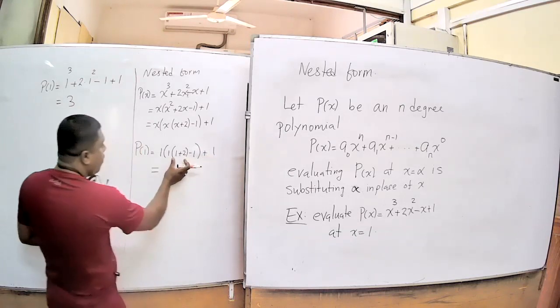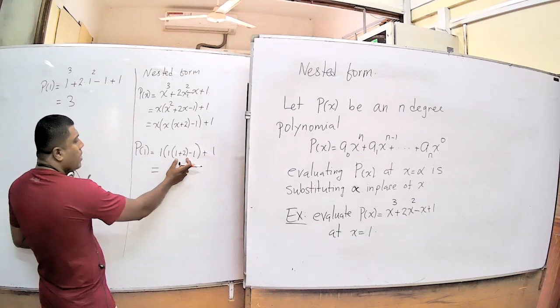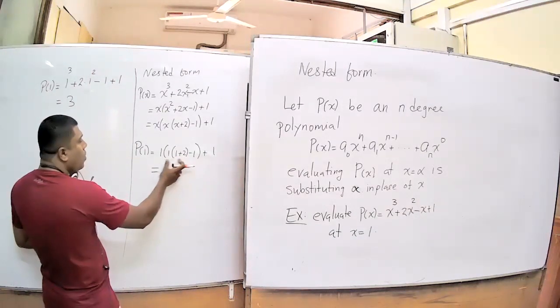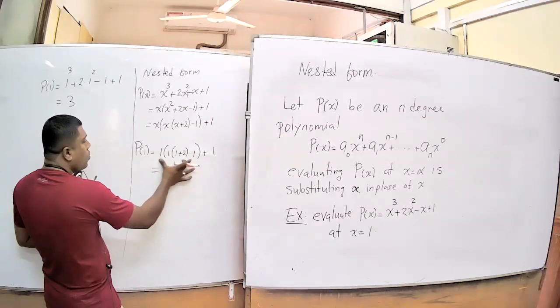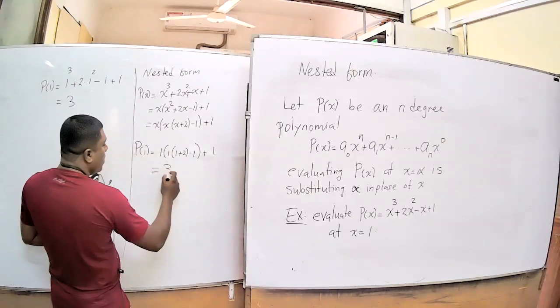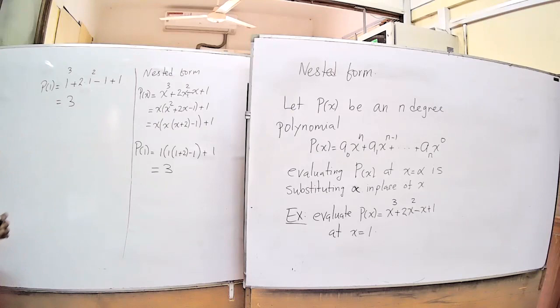So I have to start from within the small bracket. So 3 minus 1 is 2. 3 times 1 is 1 times 3 is 2. 2 times 1 is 1 plus 1 is 3. Right? So both ways I get the same answer. That is fine. Okay.